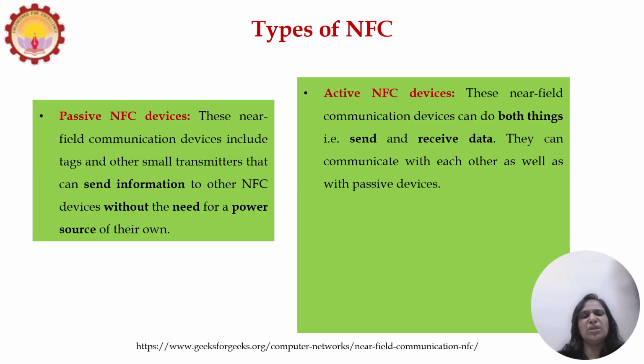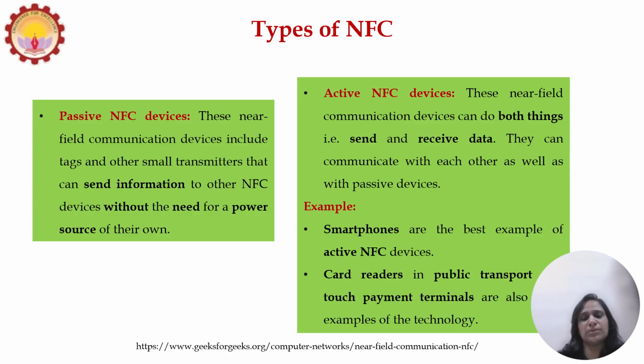The next type is the active near field communication device. These devices can do both sending and receiving data. They can communicate with each other as well as with the passive devices. For example, smartphones are the best example of active near field devices. Card readers in public transport and touch payment terminals are also examples of active near field communication.